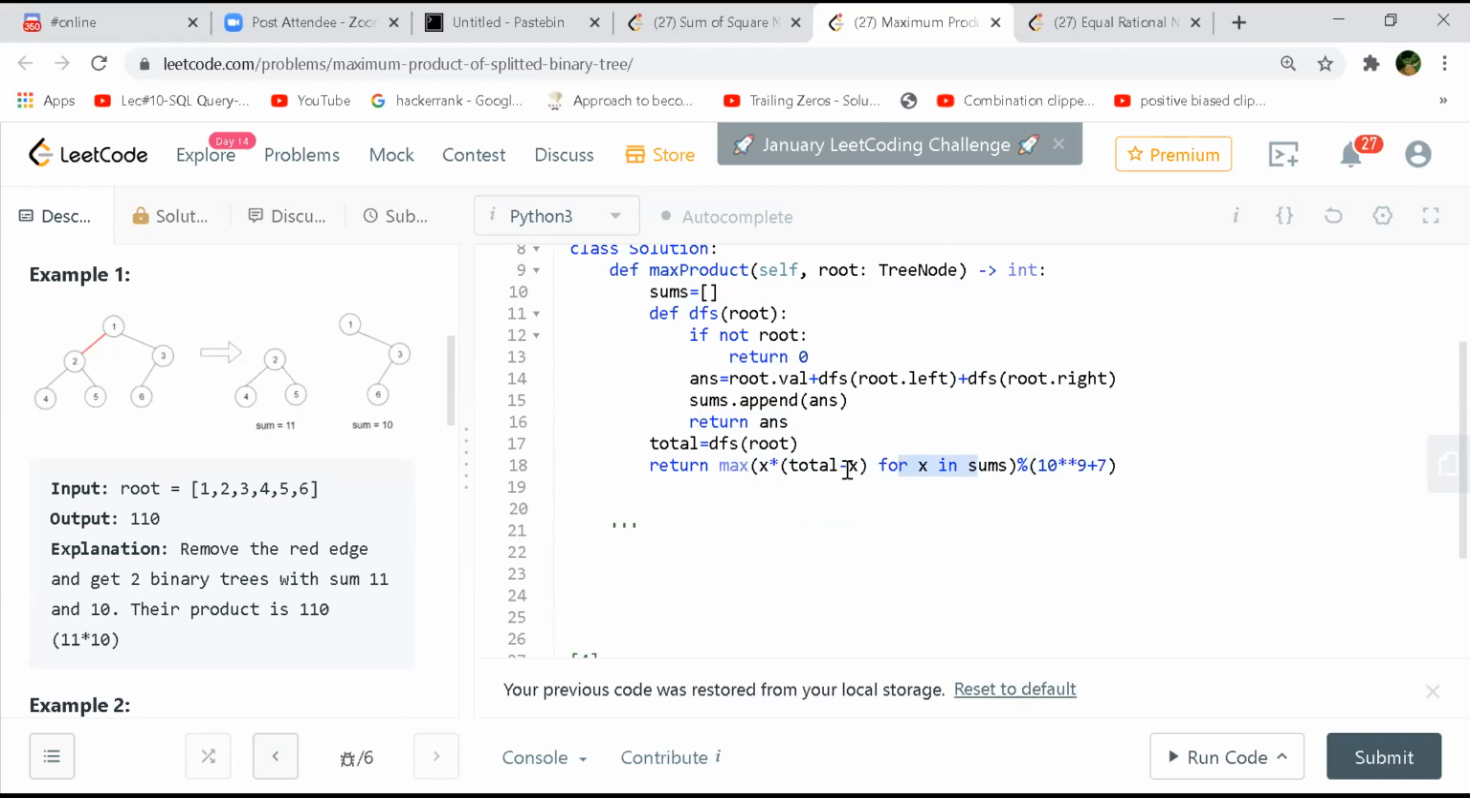Because only one split we have to make, two parts we have to divide, right? So whichever of them is maximum in that product, just take the modulus of it. Yeah, makes sense.